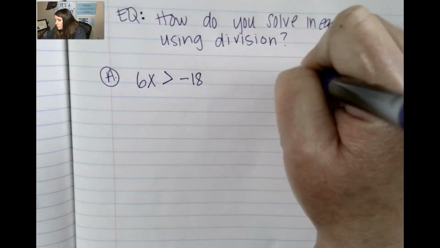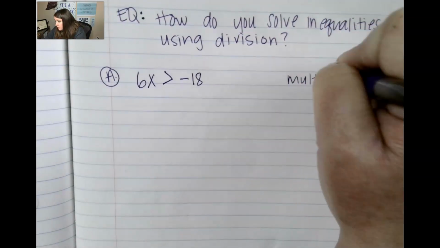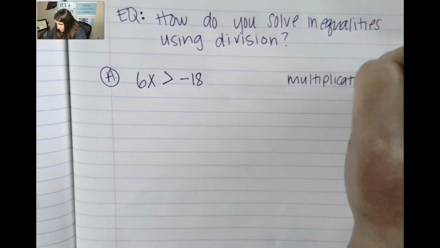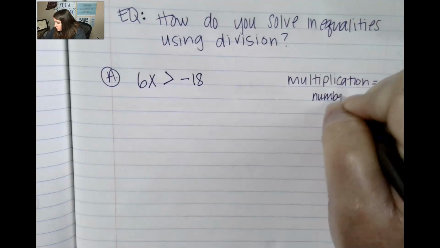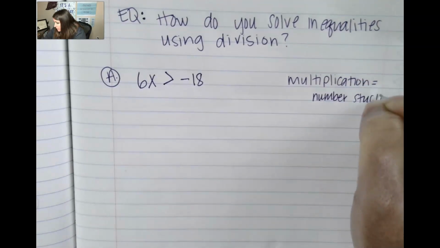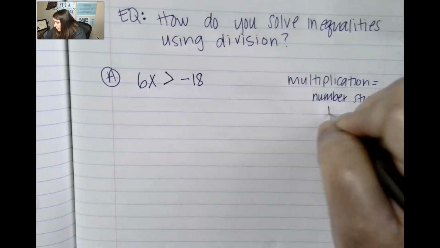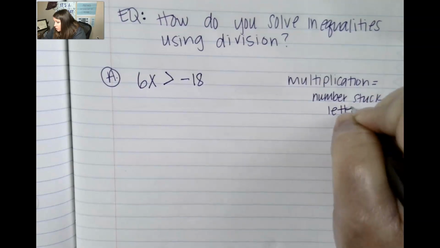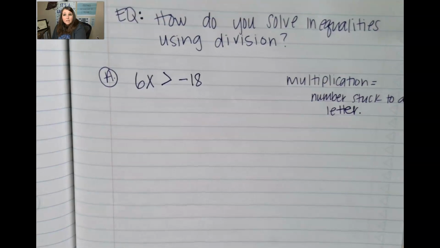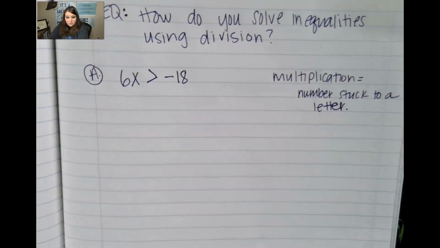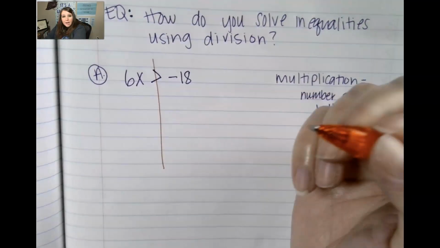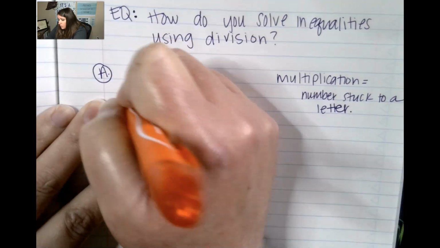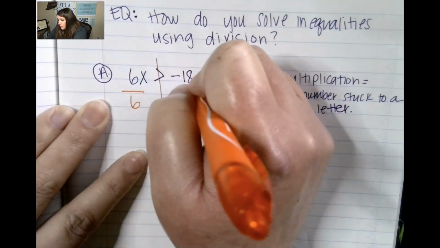So to undo multiplication, you have a number stuck to a letter. To undo that, we need to use division. So we're going to use division to solve these problems. So our first step is to draw our balance line. And now we're going to undo by using division.